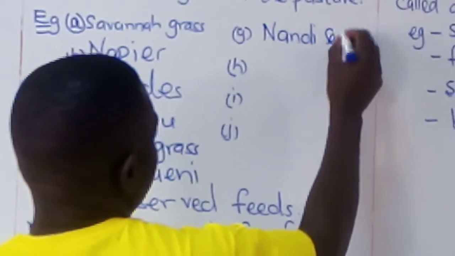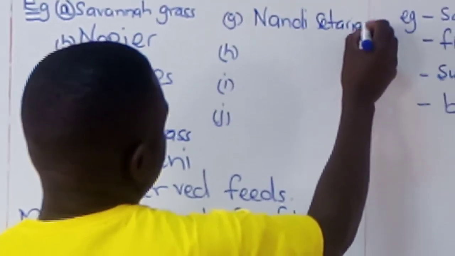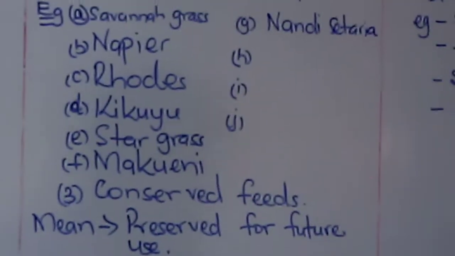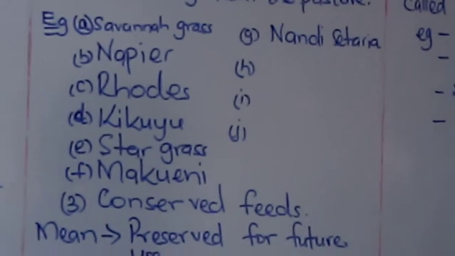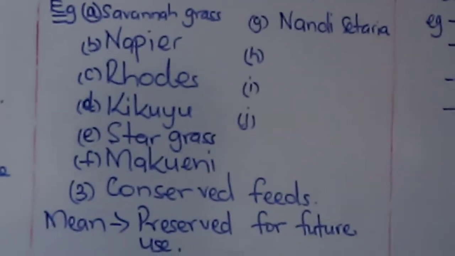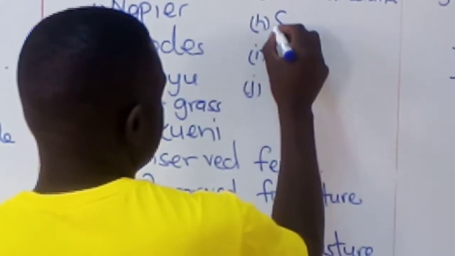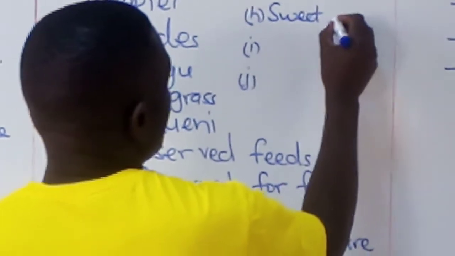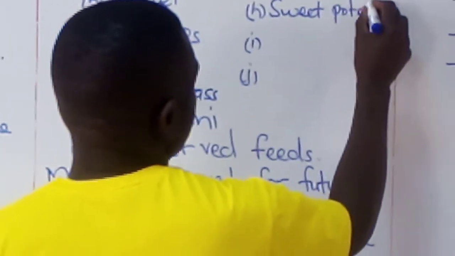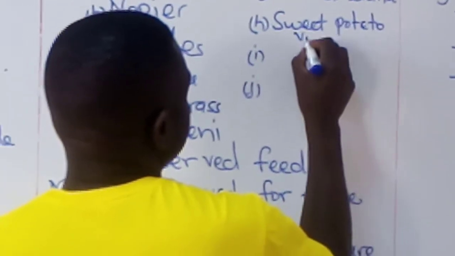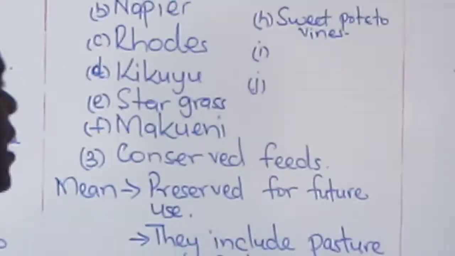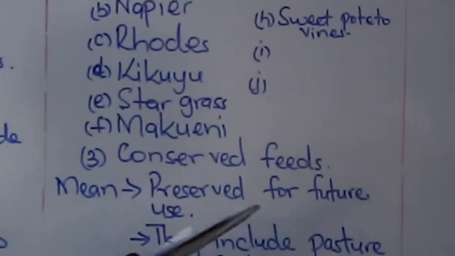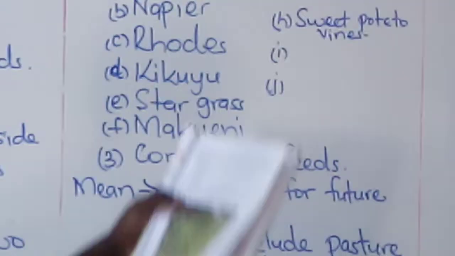We've got Nandi setaria. Nandi setaria is a fodder. Then sweet potato vines. The leaves of the sweet potato are the ones that are used as fodder.